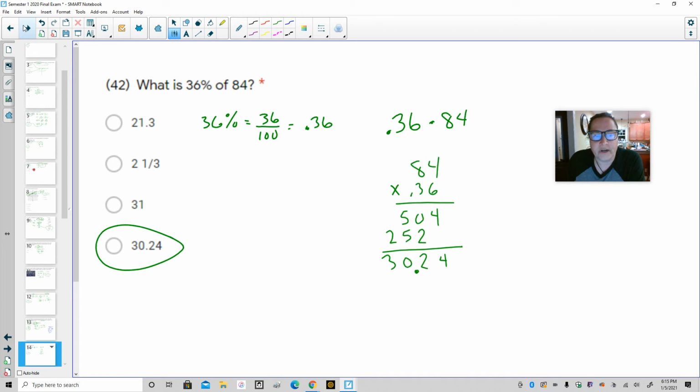36% of 84, people did really well on this one. 36% is 36 per 100, 0.36. Multiply it, whether you hit it up with a calculator or did it longhand like I did, you came up with 30.24.